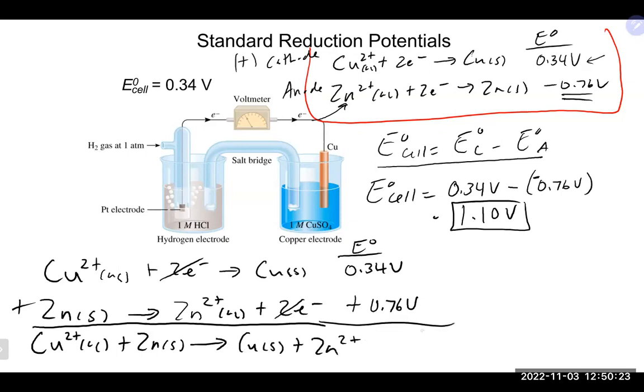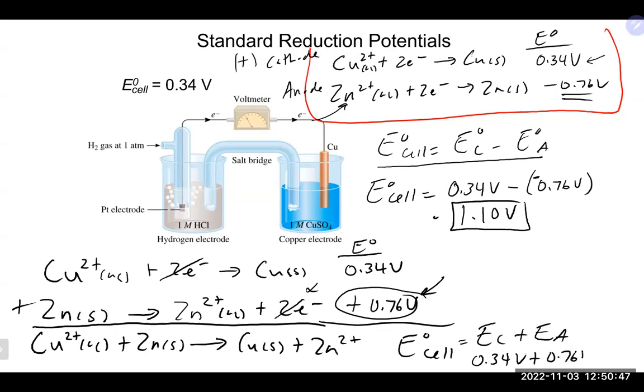And now if I wanted the E of this cell, because I changed the sign, which is actually the correct value for the way this reaction is written, I should not subtract it anymore. I should add those together because I changed the sign myself. That would give me 0.34 volts plus 0.76 volts equals 1.1 volts. Because I changed the sign, I should not subtract, because if I subtract, I just put my sign back to where it originally was and I'll get the wrong answer.